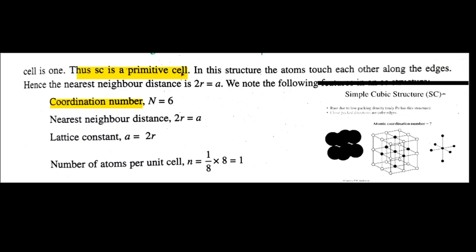So, first of all, let us remind one more thing. The simple cube is a primitive unit cell because there is in all only one lattice point. Each corner of the cube has one atom and each corner contributes 1/8 portion of it. Therefore the total number of atoms per unit cell would be 1, because 1/8 into 8 corners gives 1. Okay. The coordination number. What is coordination number?